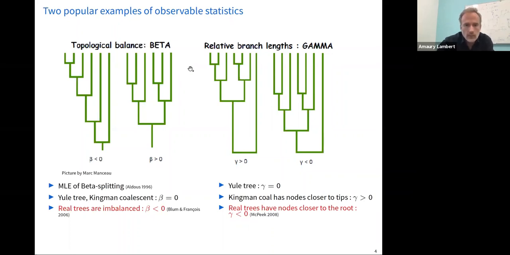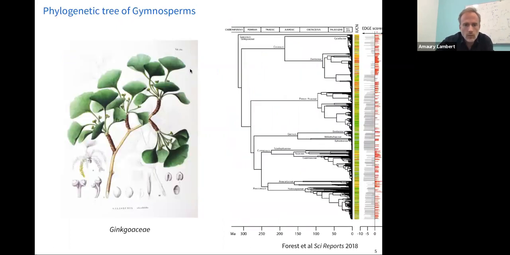So that's for beta and gamma, and I won't linger much on these measures, but I can't resist the pleasure of showing you some of these phylogenetic trees, or phylogenies. Here on the right, you can see the phylogeny of gymnosperms, which is a branch of seed plants encompassing mainly conifers. And on the top of the tree, you can see a very small subclade, a subtree, which is deeply rooted and counts only one species, the Ginkgo biloba.